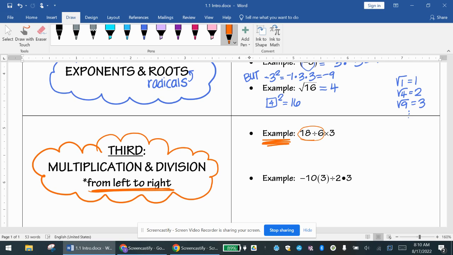And then the 18 divided by 6 is 3, bring down the multiplication, and then I could do the multiplication. So 3 times 3 is 9.